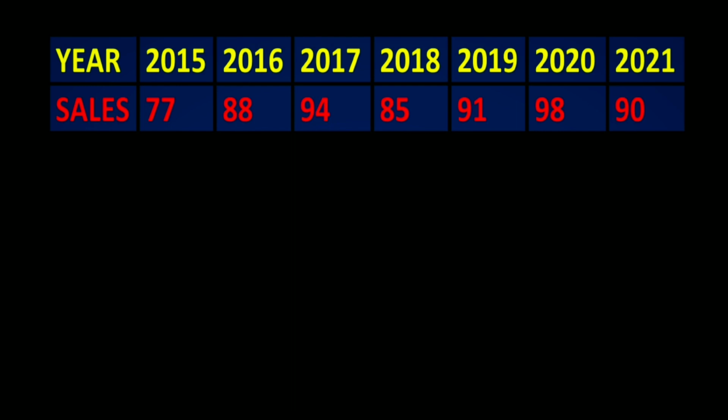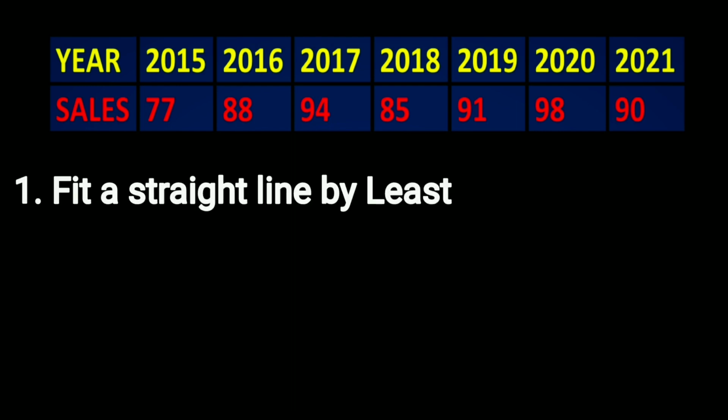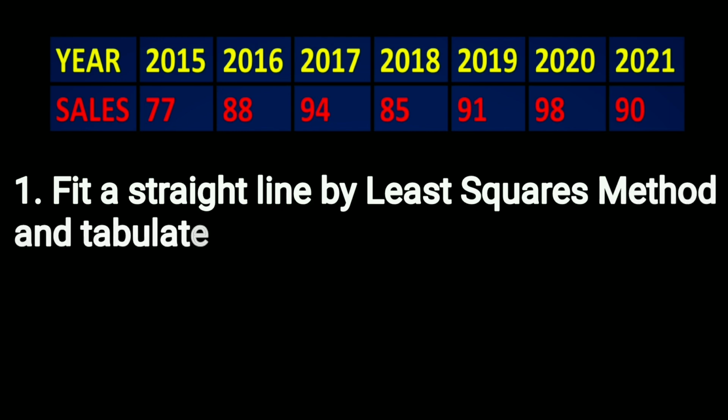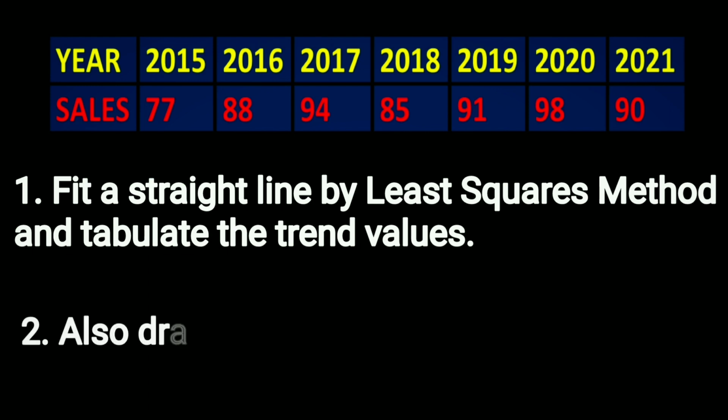Now we have been asked to do two things. First of all, we have to fit a straight line by using the least square method, and also tabulate the trend values. And secondly, we will also have to draw the trend line. Now students, it is very important to remember two things. First, what is the equation of the trend line? And second, there are two normal equations that we will have to remember.